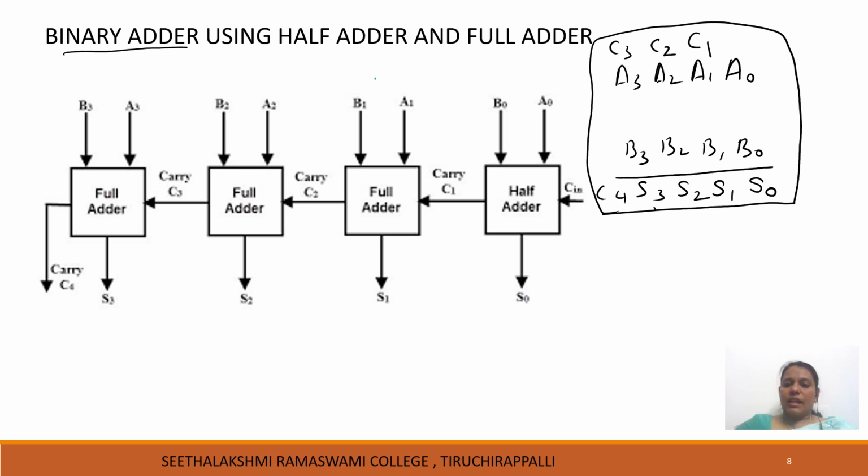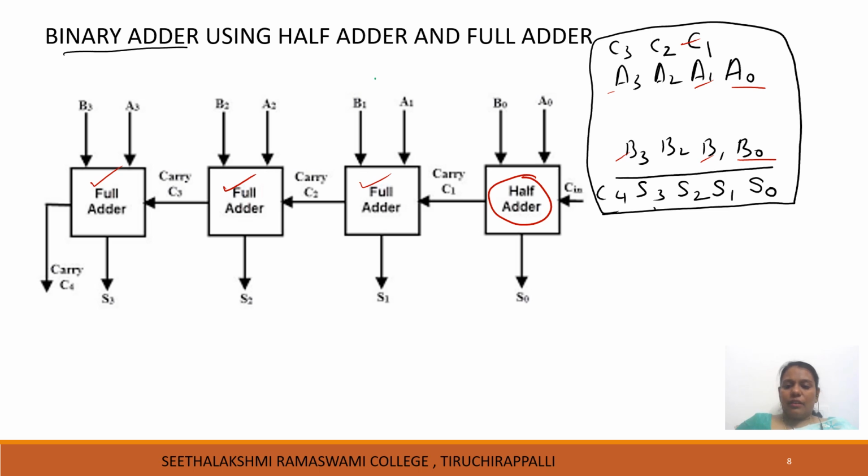So for the first case, you could see that we have only two numbers A0 and B0 to be added. So it is enough we use a half adder. But for the rest of the bits, you could see that we have three numbers: carry, A1, B1; carry, A2, B2; carry, A3, B3. So we have to use three full adders for that operation. Let us have an example and see how a binary adder works.